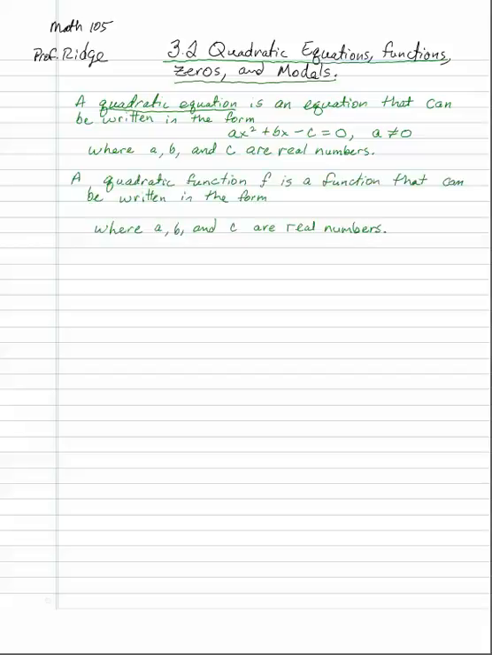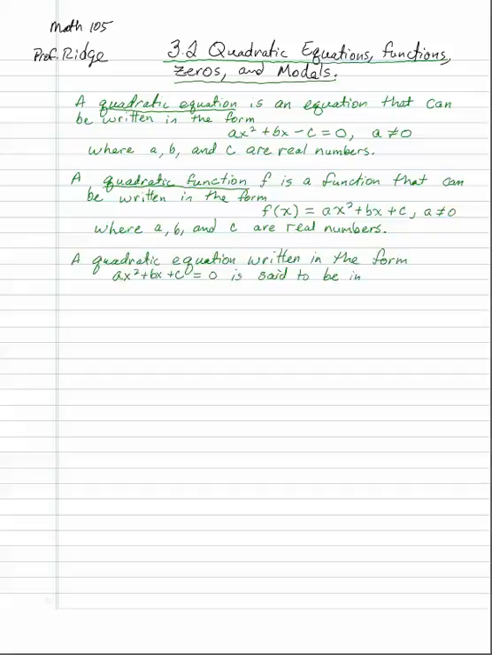Now, a quadratic function is pretty similar. A quadratic function f is a function that can be written in the form, and we're just going to use function notation, f of x is equal to, and then it's the same idea, ax squared plus bx plus c, provided a is not equal to 0. Again, because if a is 0, then the x squared term would go away, and then it wouldn't be a quadratic function anymore. And again, a, b, and c are real numbers.